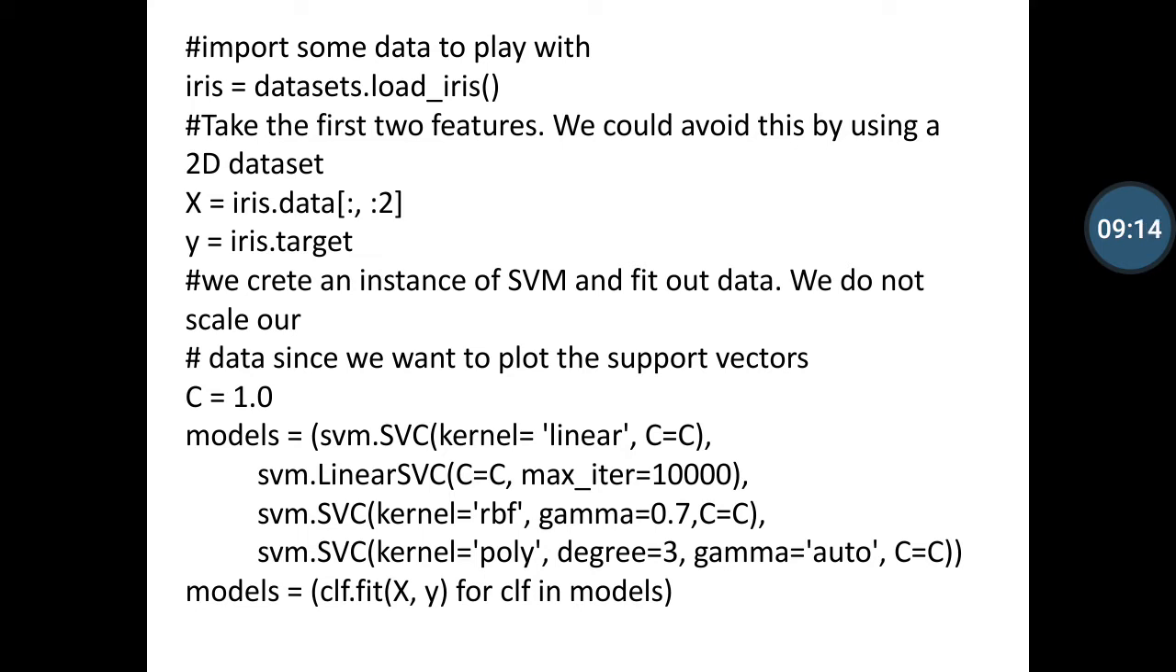We could avoid this by using a 2D dataset. So I use the code x is equal to iris.data, and then apply the slicing concept of the list, colon comma colon 2, and then y is equal to iris.target. Here target is the field value of the iris dataset. Data and target are both values of the iris dataset.